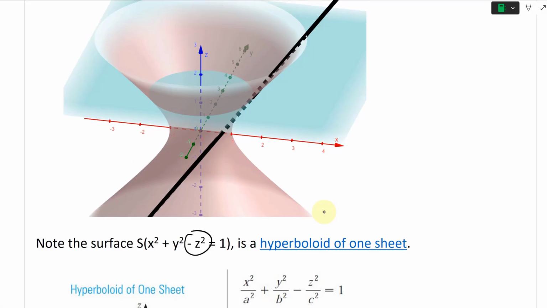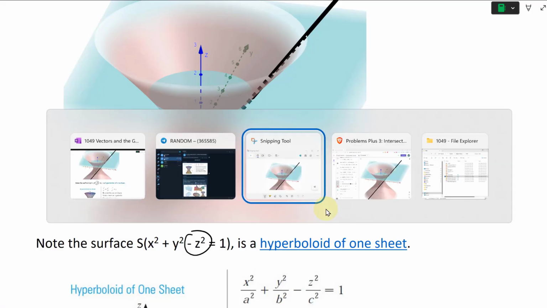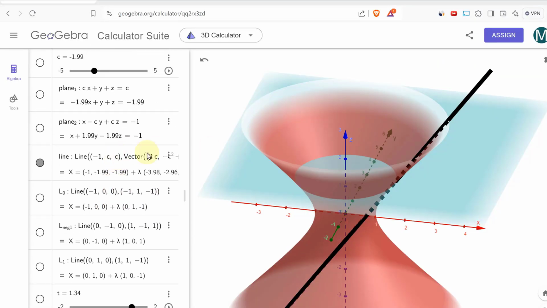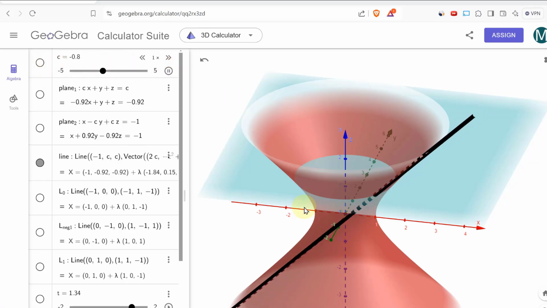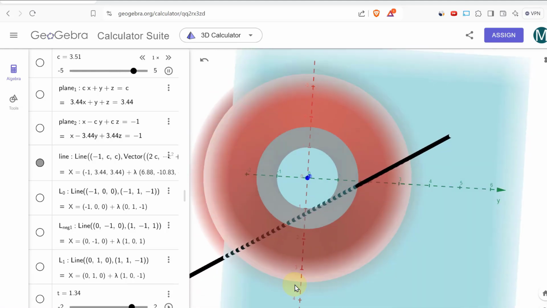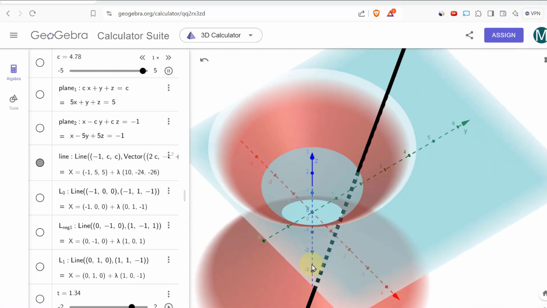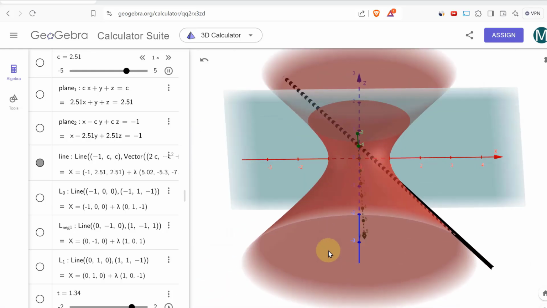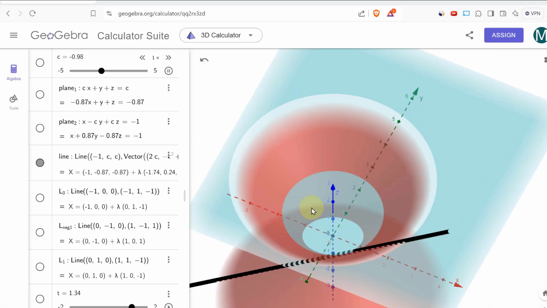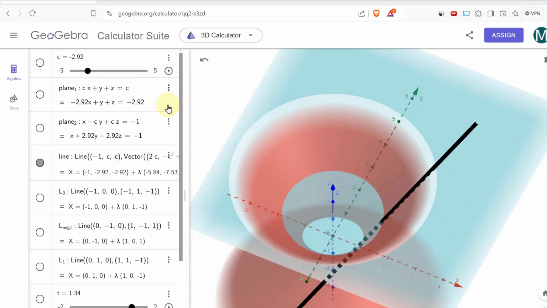So let's look at our graph right here. This is our graph. The first thing we can do is modify the c value. Notice it moves around in a circle, on a hyperboloid of one sheet. It's always around there, forming a perfect circle around this plane like that. So that is our circle there.